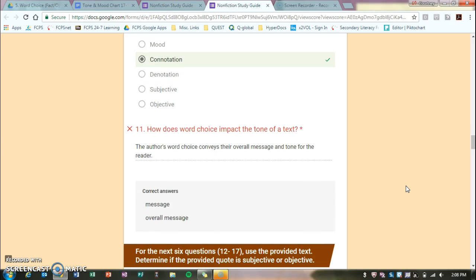So for number 11, your answers are probably going to vary. It may have marked it wrong, but don't worry, we counted it so it doesn't count. But you want to think about how the word choice impacts the overall tone of a text, because this is how the author conveys their message. This is how you're able to tell if an author is being sarcastic or if they're being serious, if it's informational, if it's trying to inspire you to do something. An author picks very specific words when they're doing that to help you as the reader determine that.